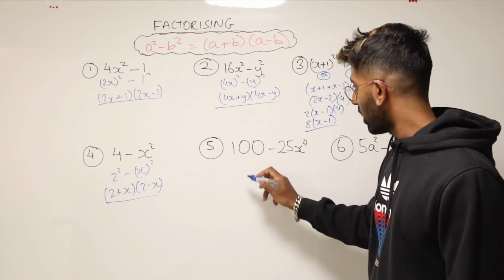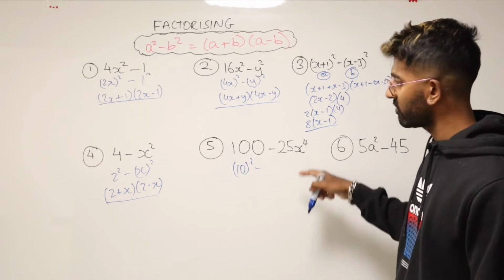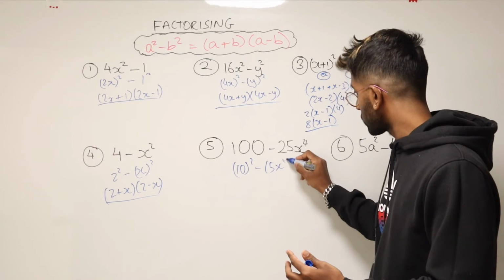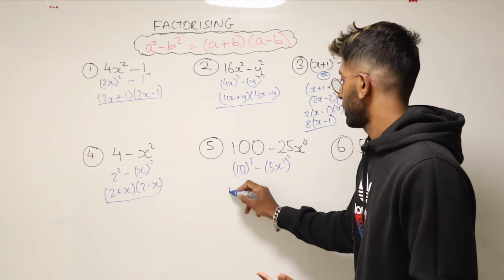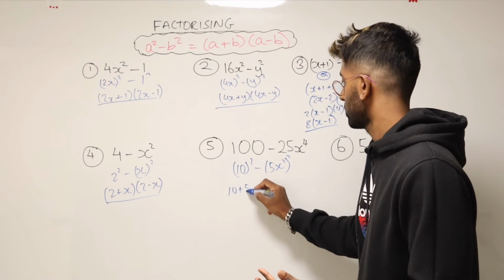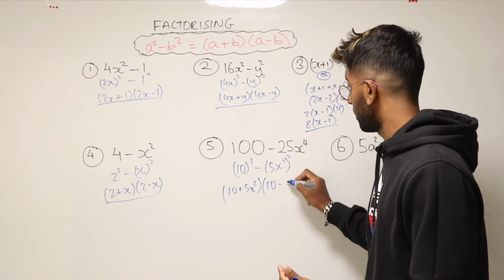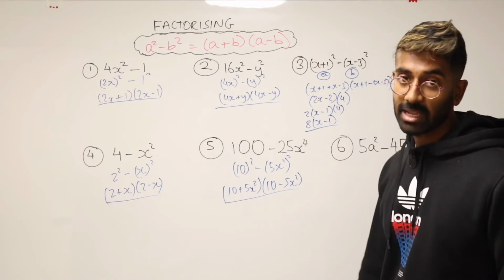The next one, 100, that's the same as 10 squared minus. Now we've got 25x to the 4 this time. What we can do is write that as 5x squared all squared. So my brackets this time are going to be 10 plus 5x squared and then 10 minus 5x squared. And then I can leave it like that.